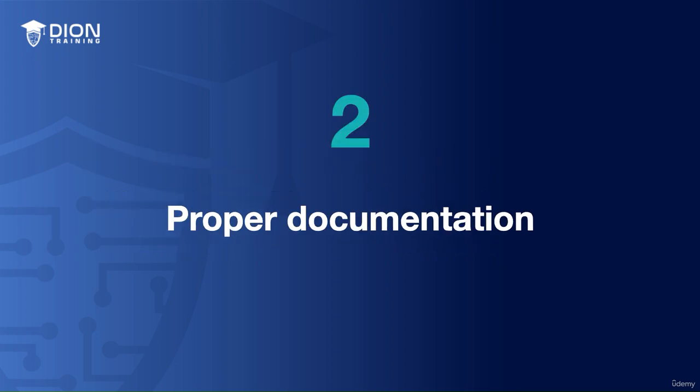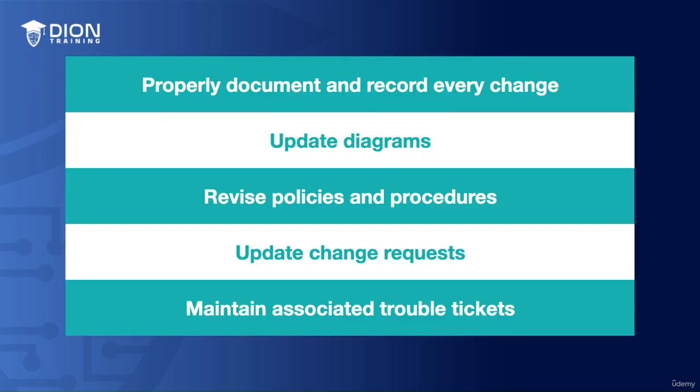Second, we have the need for proper documentation. Now, whenever a change is being implemented, its accompanying documentation should also be updated to reflect the implementation of that change. Regardless of whether we're changing a minor configuration setting or we're performing a major overhaul of our network infrastructure, every change needs to be properly documented and recorded by updating our diagrams, revising our policies and procedures, and updating change requests and any associated trouble tickets.